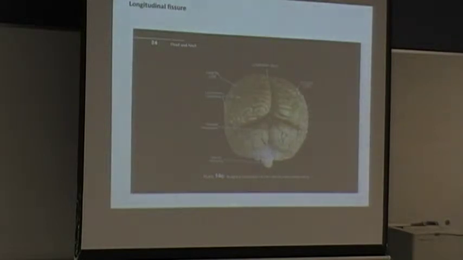Longitudinal fissure is the fissure or groove that separates the two hemispheres, the left and right hemisphere. So this view shows it, a view from the top of the brain would also show it very well, like in the lecture, it's in there.